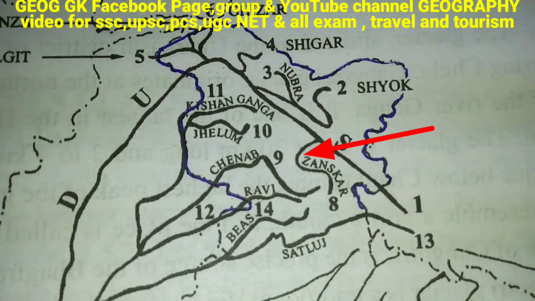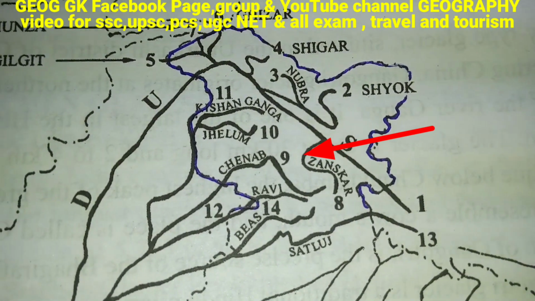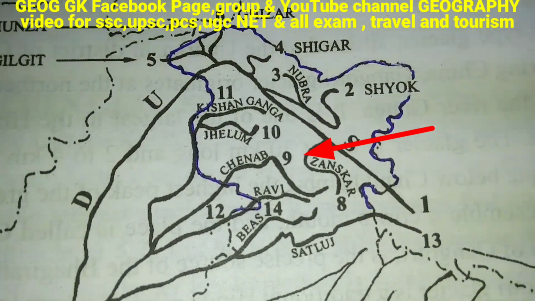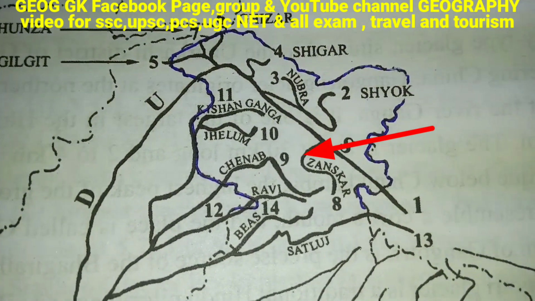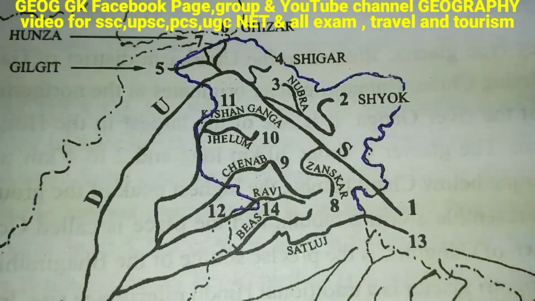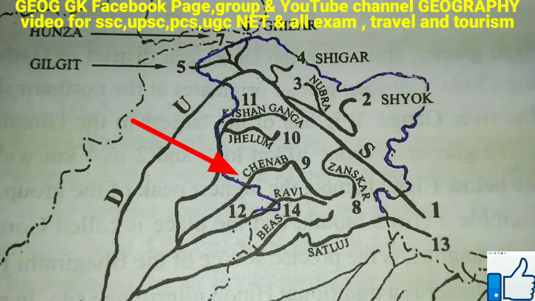The vegetative cover of the Zanskar catchment is confined to the occasional tufts of grass on the moraines, and small clumps of vegetation along channels formed by snow meltwaters. Human settlements are sparse. Abring and Padam are the main settlements. 9. Chenab.